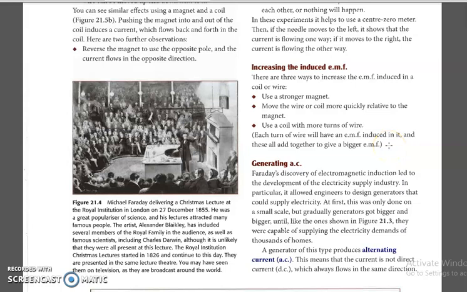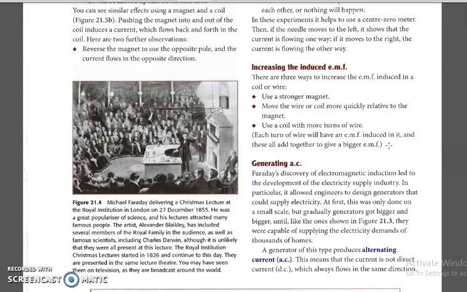Each turn of the wire will have an EMF induced in it, and all of this added together gives a bigger EMF. So the three ways to increase the induced EMF are: first, use a stronger magnet; second, move the wire or coil more quickly relative to the magnet; and third, use a coil with more turns of wire. This is the way we can increase the induced EMF.